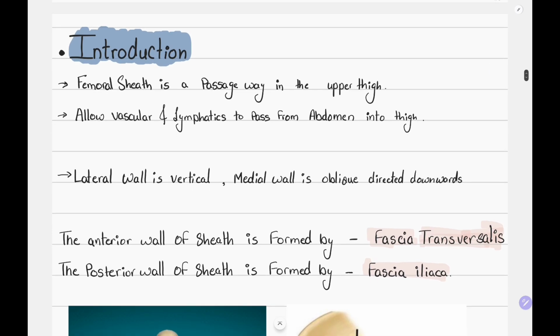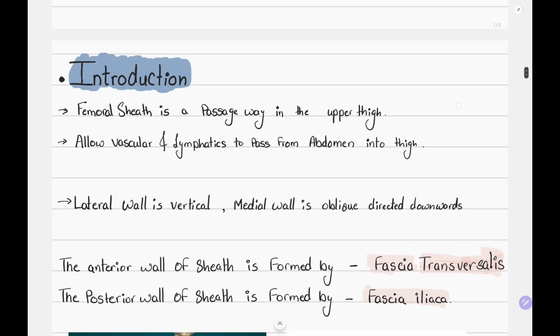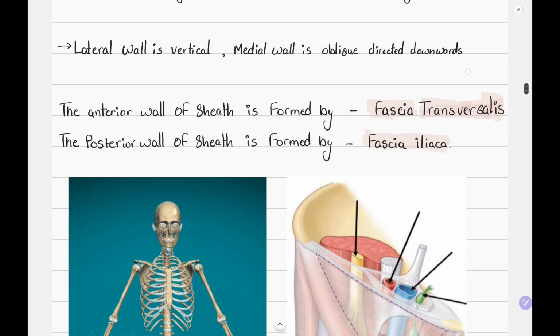Starting with the introduction of the femoral sheath. Firstly, coming to the name of the femoral sheath, what does that imply? Femoral means something related to the femur, and sheath is a fascia covering. So the femoral sheath is a passageway in the upper thigh that allows vascular structures and lymphatics to pass from the abdomen into the thigh. Let me show you what this is.